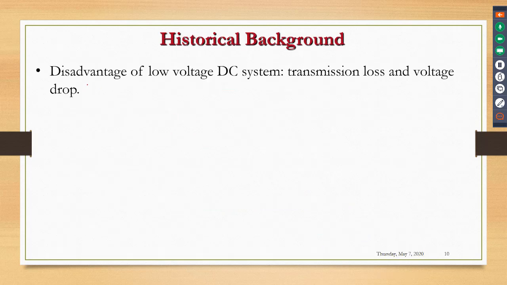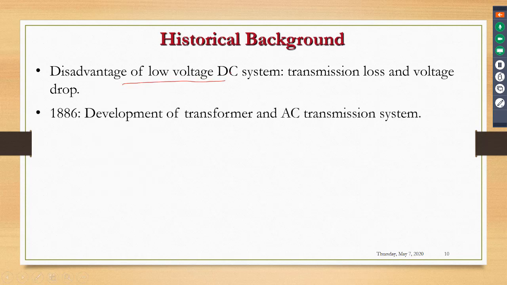So then after some time, when the DC system was there, some disadvantages of this low voltage DC system were found out, because of the transmission loss and the voltage drop. When there is long distance transmission of a low voltage DC system, at that time the transmission loss happened and a certain voltage drop happened. So therefore these are the disadvantages.